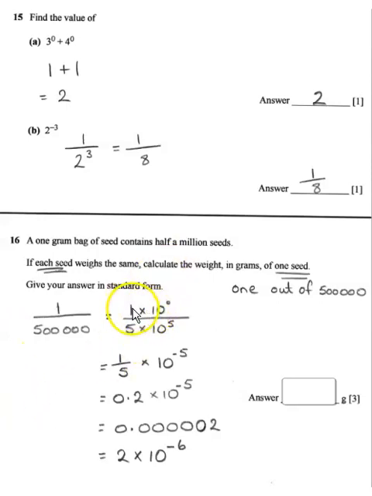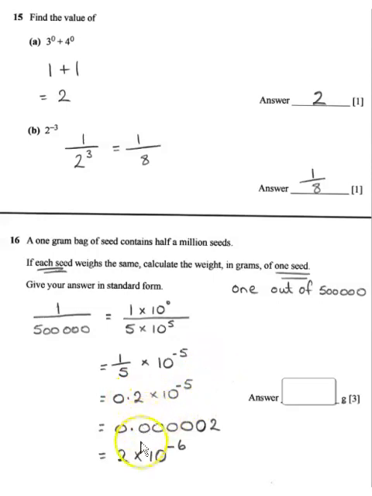Next, we do 1 divided by 5, and then we do 10 to the power of 0 divided by 10 to the power of 5. So when we're dividing, we take away our indices. So that'll be 0 take away 5, which is minus 5. So we've got 1/5. 1/5 is 0.2 as a decimal. So 0.2 times 10 to the minus 5.